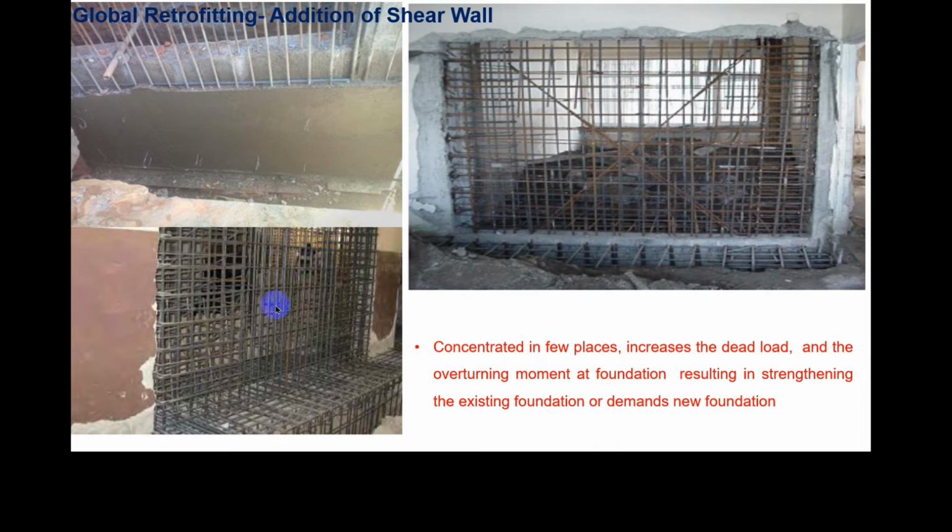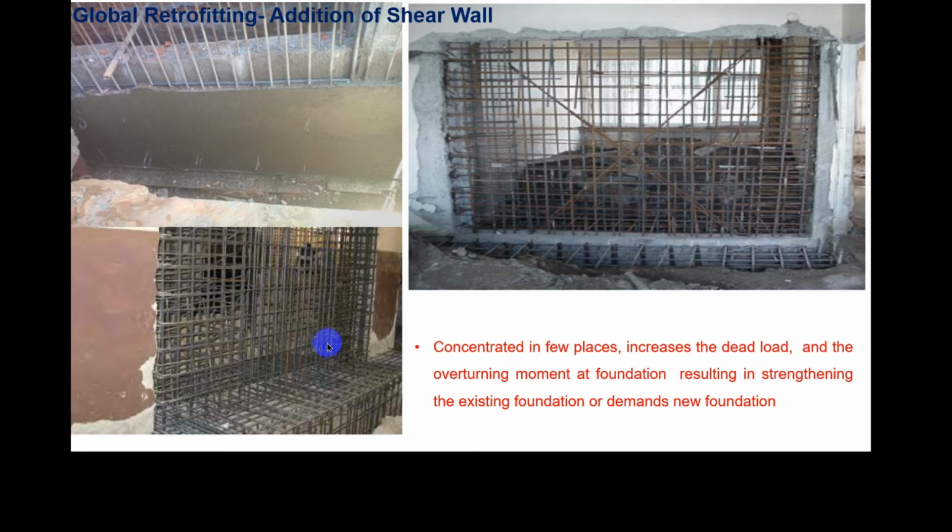If the concreting is done from this level to the top, or the beam soffit, there may be a chance of voids or honeycomb in the structure. With the addition of shear walls, the shear wall is concentrated in a few places. It is not possible to include shear walls in the whole building, and it's not practical either. It increases the dead load of the structure and the overturning moment at the foundation, so strengthening of the foundation is necessary as well with the addition of the shear wall.